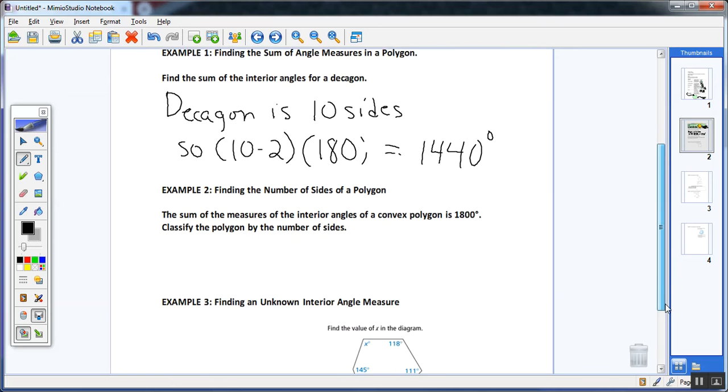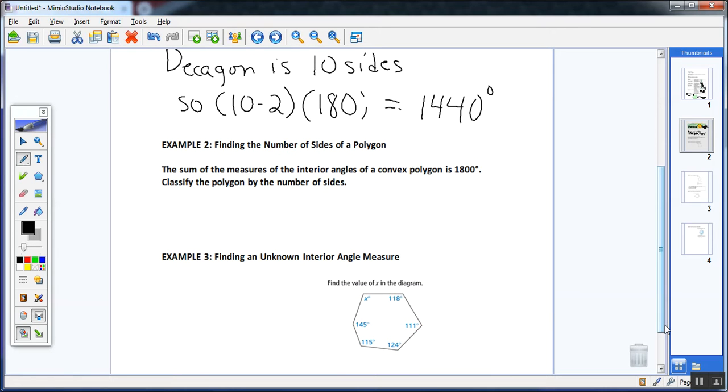Well, let's talk. I like example 2. I think this is great. Example 2 says finding the number of what? Unknown sides. Yep. It says the sum of the measures of the interior angles of a convex polygon is 1,800 degrees. It says classify the polygon by the number of sides. Well, gosh, I don't know the number of sides, but I know the interior angles sum is 1,800 degrees.